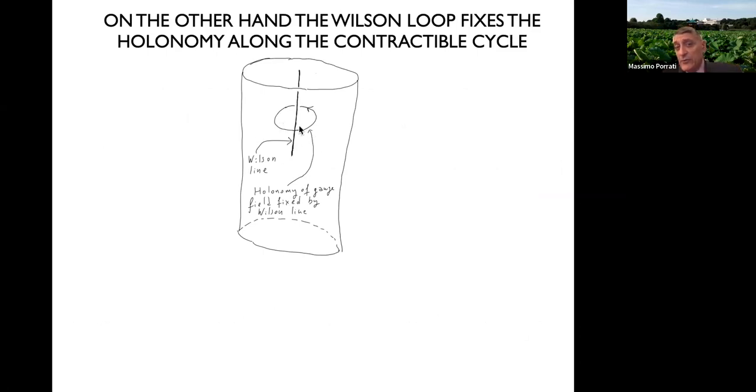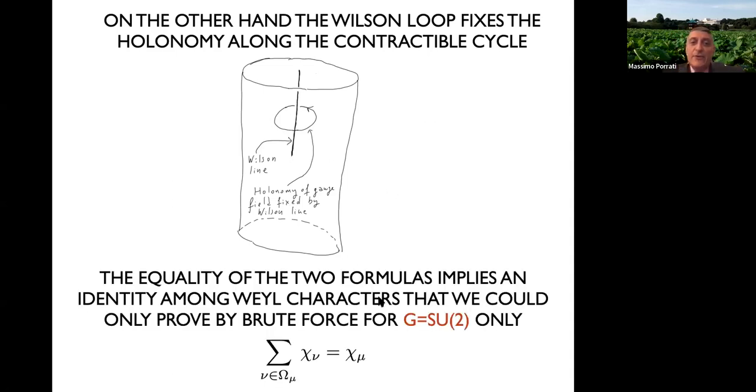One other way of getting mu is to say, well, if you take a contractible cycle, say the cycle labeled by the coordinate phi, and you compute the holonomy of the gauge field A phi when it goes around the Wilson loop, it will give you mu, by construction. So for the two expressions for the functional integral to agree, you have this identity that it has to hold.